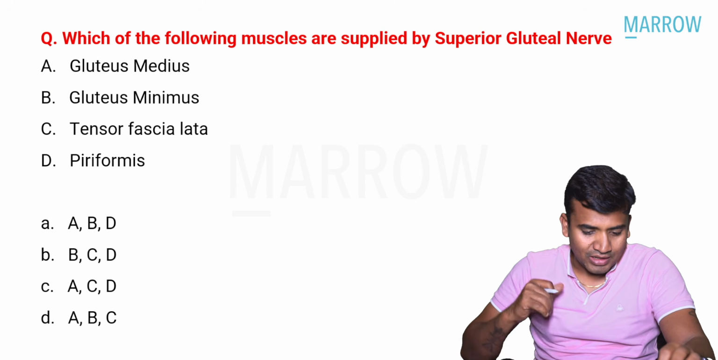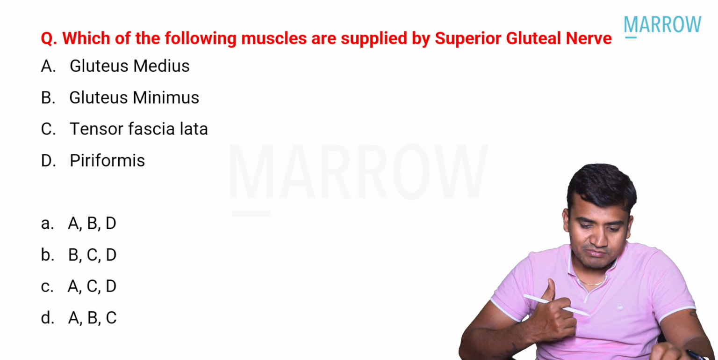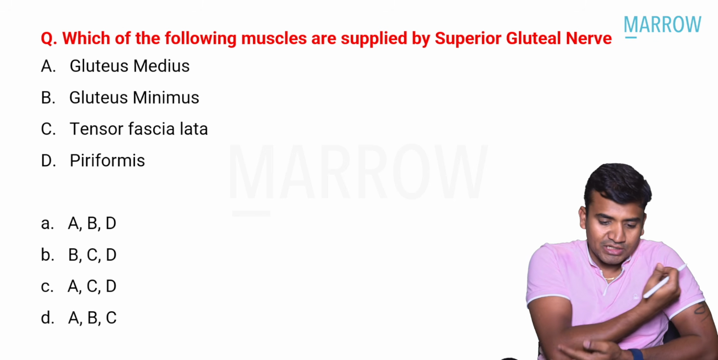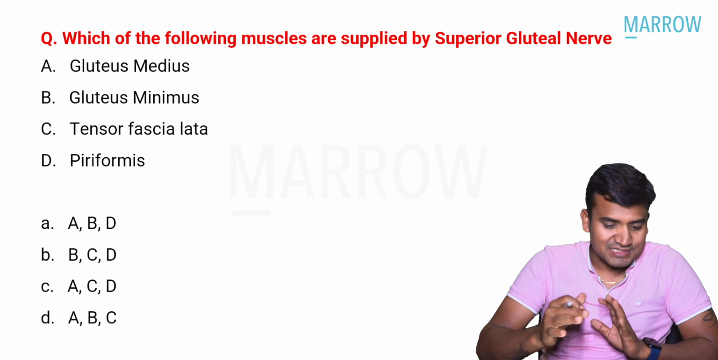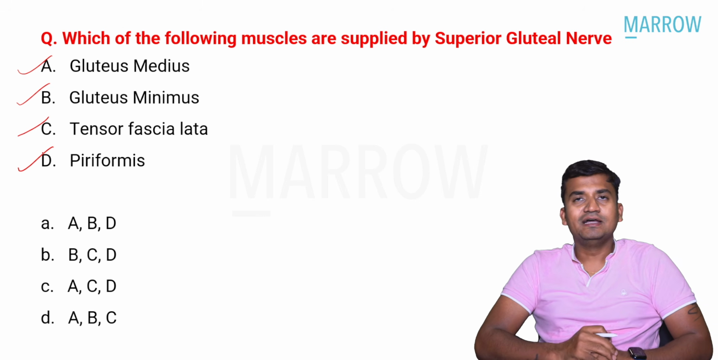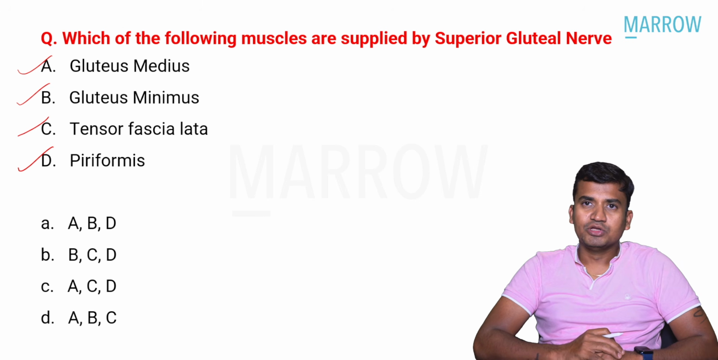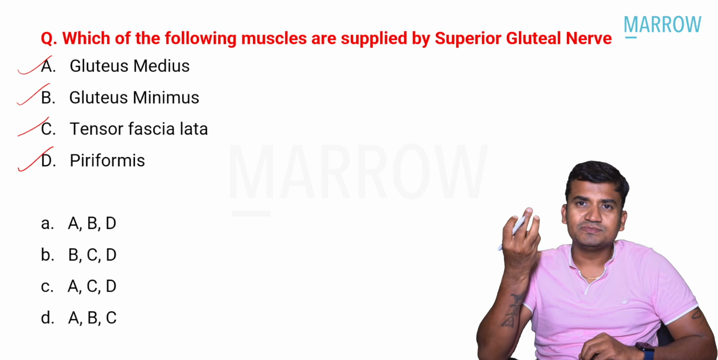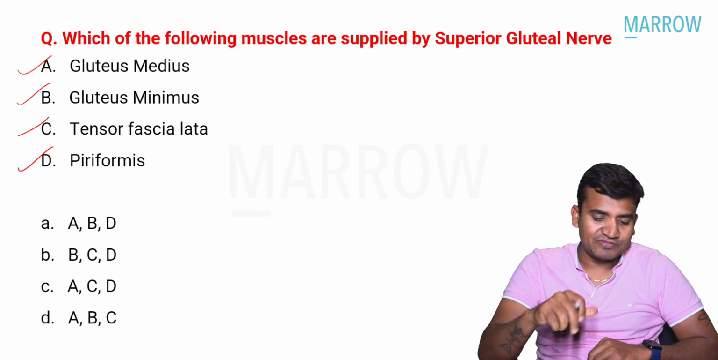Right. Now one last question. Which of the following muscles are supplied by superior gluteal nerve? Multiple answer type question. Strictly speaking, all the four are supplied by our superior gluteal nerve. Superior gluteal nerve supplies, we know, gluteus medius, gluteus minimus and tensor fasciae latae muscle.